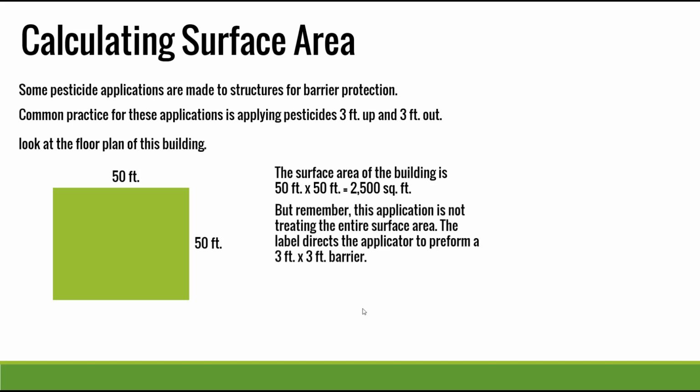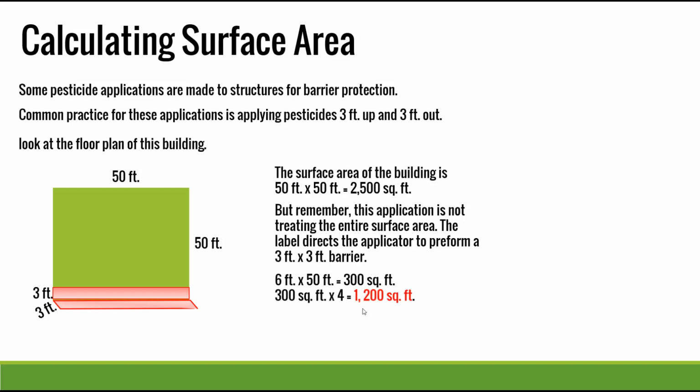But remember, this application is not treating the entire surface area. The label directs the applicator to perform a 3 foot by 3 foot barrier. Therefore, we can take 6 feet, which comes from our 3 feet up, 3 feet out, and multiply it by 50 feet, which is the length of the wall, and it gives us 300 square feet. We then multiply that number by 4 because there are 4 walls that we need to treat, and that gives us 1,200 square feet. So our true application size is 1,200 square feet, not 2,500 square feet.